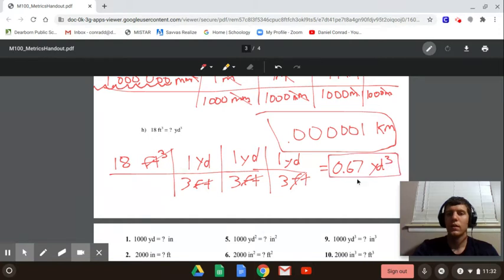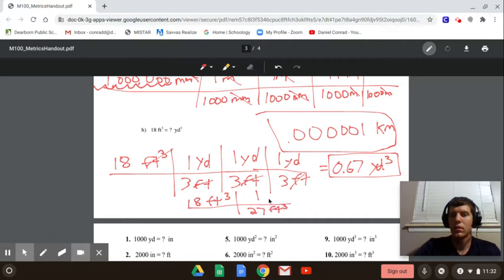Okay. Again, since you knew 3 feet in a yard, you could have just done this all together in one step. So you could have said 18 feet cubed. And since it's 3 by 3 by 3, you know there's 27 feet cubed in 1 yard cubed. And then you could have canceled out the feet cubed, and 18 divided by 27 is going to give us 0.067 yards cubed. So either way is good.